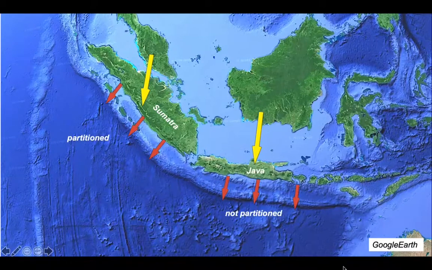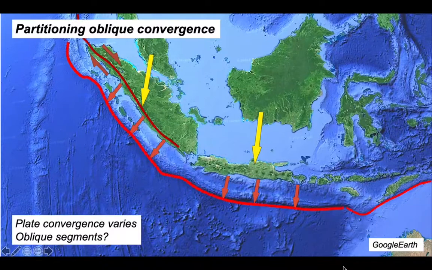In the Java segment of the plate boundary, there's no requirement for partitioning because the plate boundary is almost perfectly orthogonal to the direction of relative plate motion. Consequently, right lateral strike-slip faulting occurs in Sumatra, but in Java there's no such large-scale strike-slip system. So as plate convergence varies around these arcuate plate boundaries, different styles of deformation can occur depending on how the convergence is partitioned.